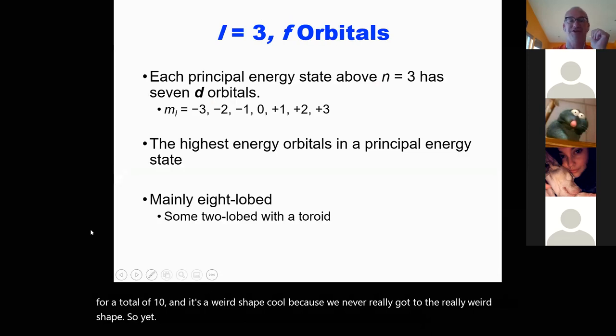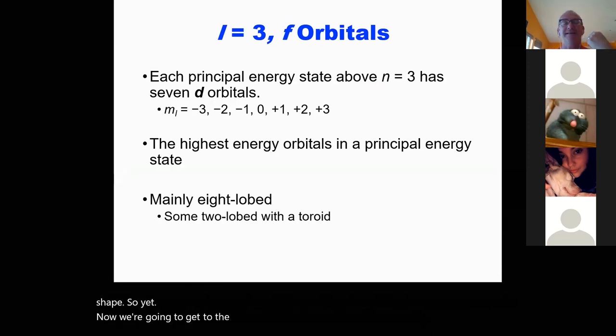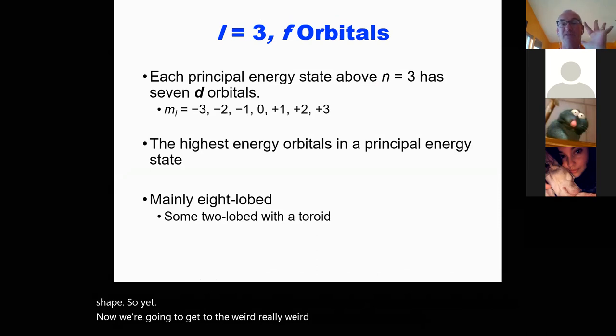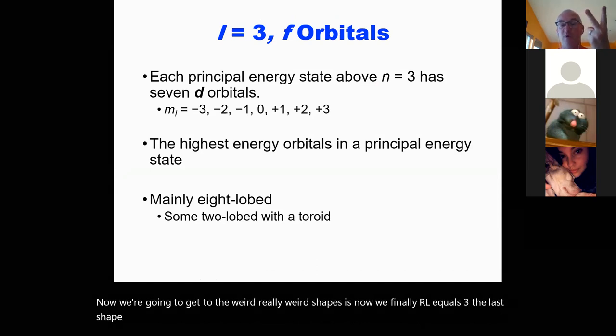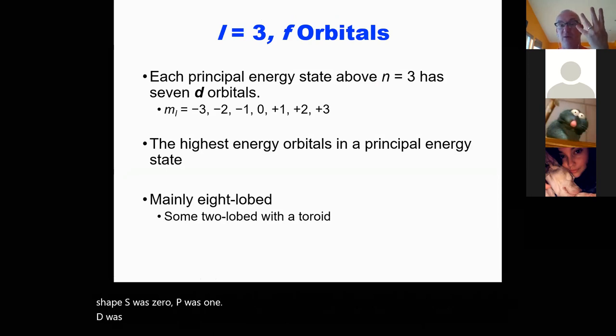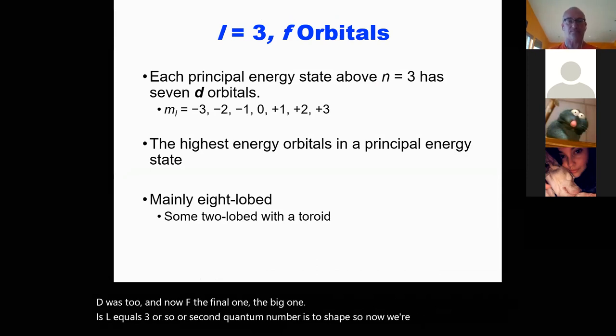Now we're going to get to the really weird shapes, because now we finally are at L equals 3, the last shape. So S was 0, P was 1, D was 2, and now F, the final one, the big one, is L equals 3. So our second quantum number is the shape. So now we're at the last one.